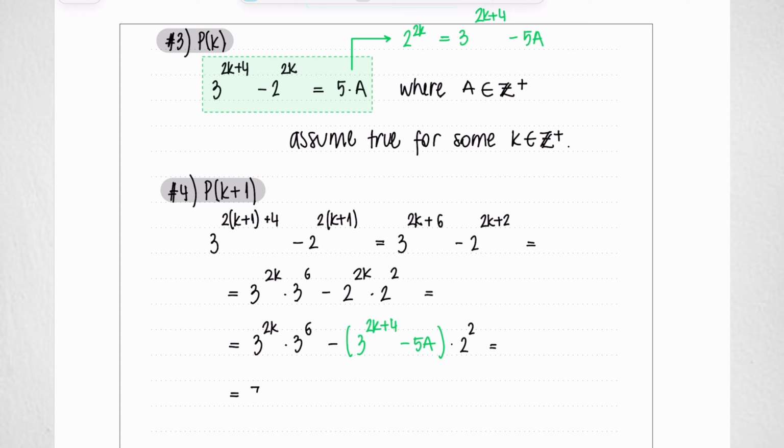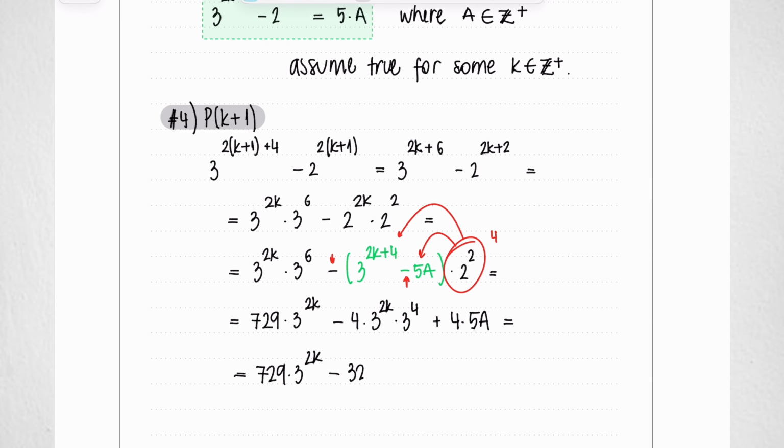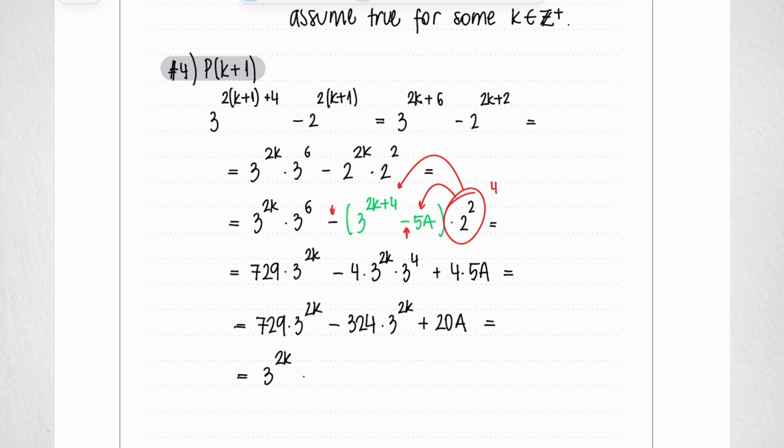Now let's continue simplifying this. We have 729, which is 3 to the 6th, times 3 to the 2k, minus 4 times 3 to the 2k times 3 to the 4th, which is this product here, plus 4 due to these two negative signs, times 5a. So 729 over here, 324 over here, and 20a. Factoring out 3 to the 2k, we get 729 minus 324. So 405 plus 20a, and there you go. We can indeed factor out a 5.